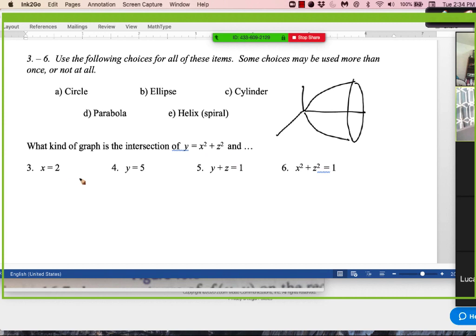So x equals 2. There are two ways to do this. You can make pictures and imagine what's going on, or you can actually do the math. So doing the math here for x equals 2 in y equals x squared plus z squared would be y equals 2 squared plus z squared, and what is that?